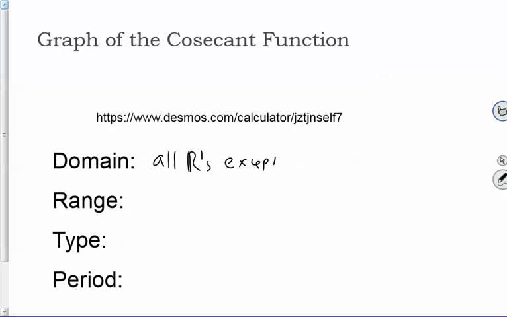Now we're going to look at the cosecant. Correction: the secant is the inverse of the cosine. Let's look at the cosecant.